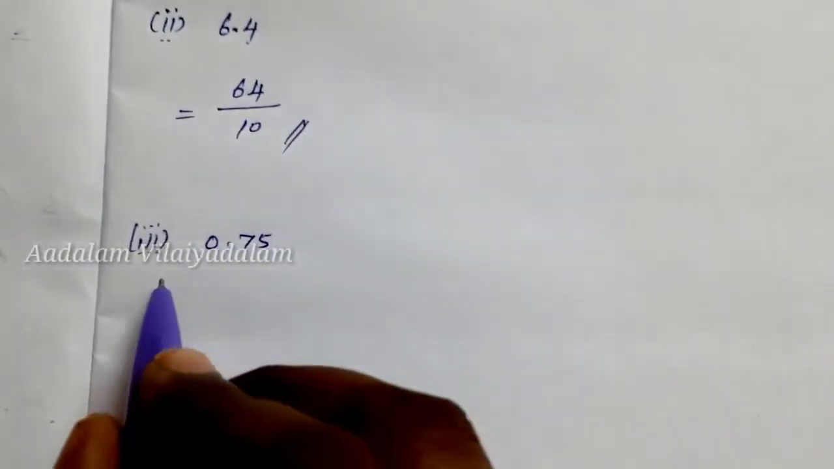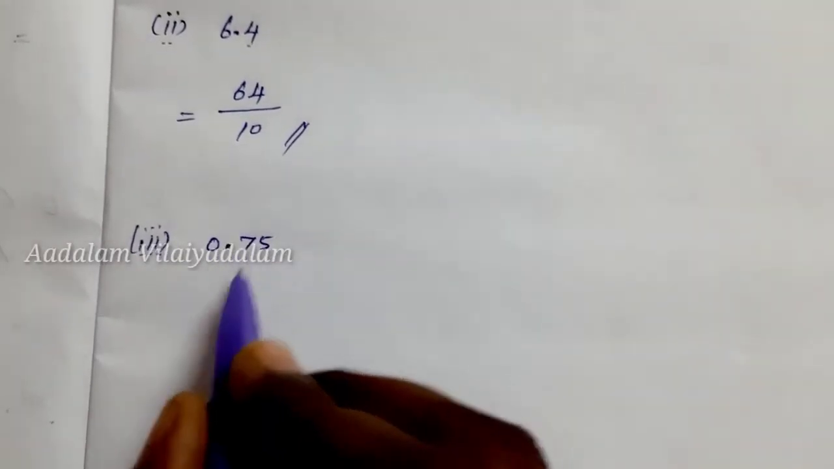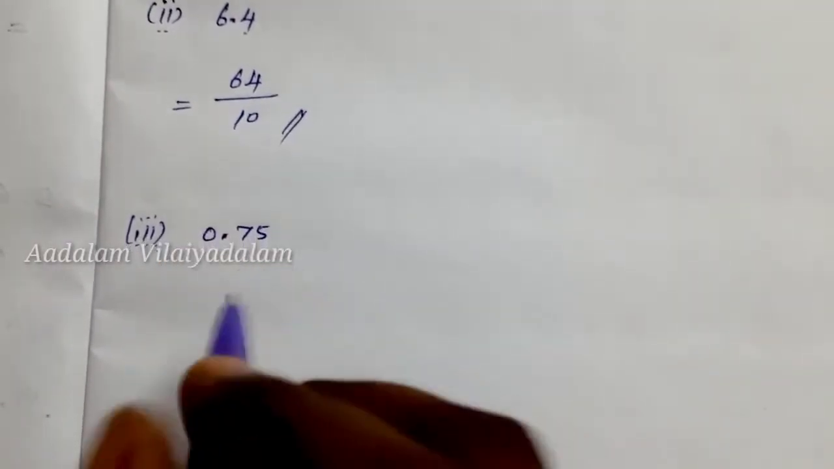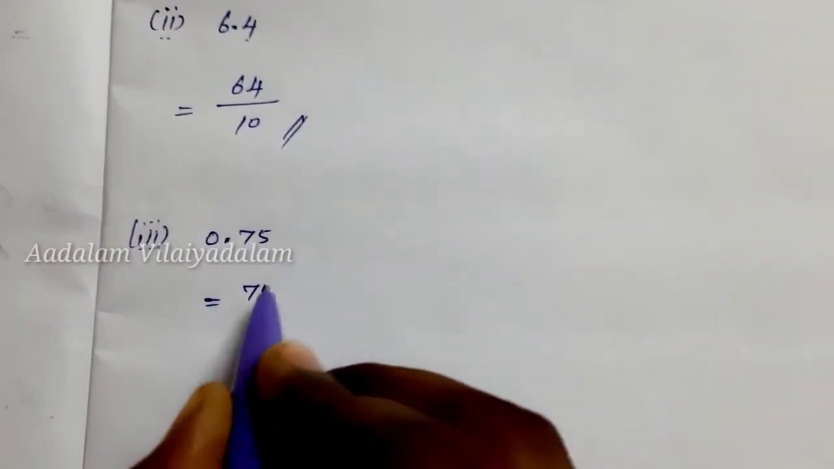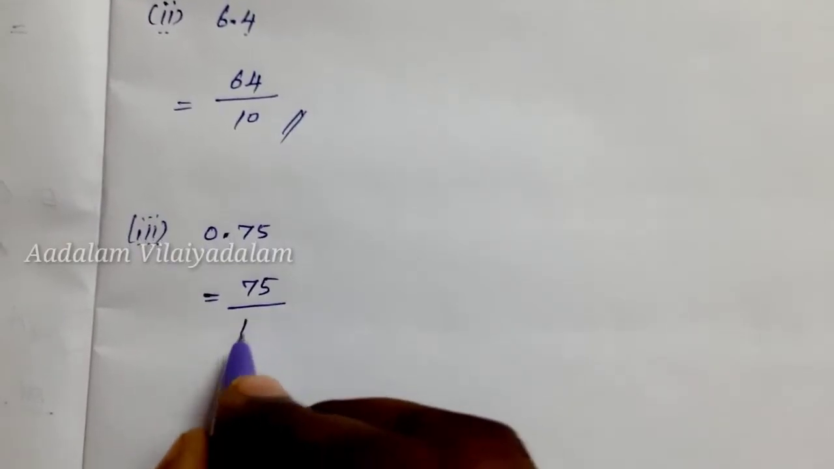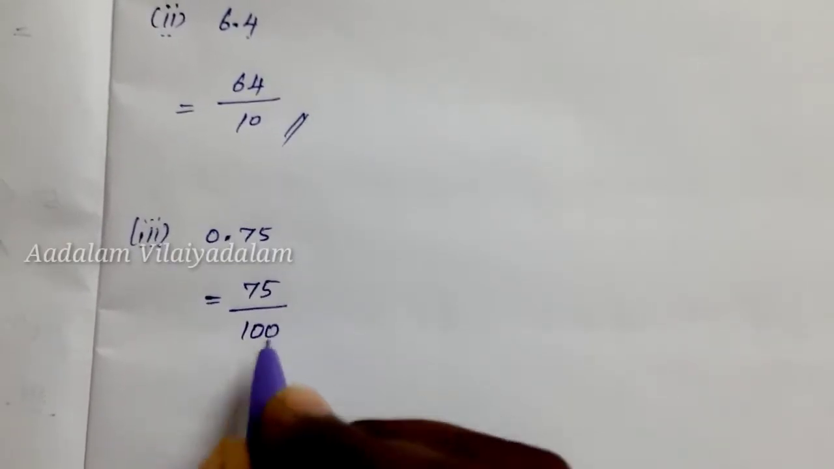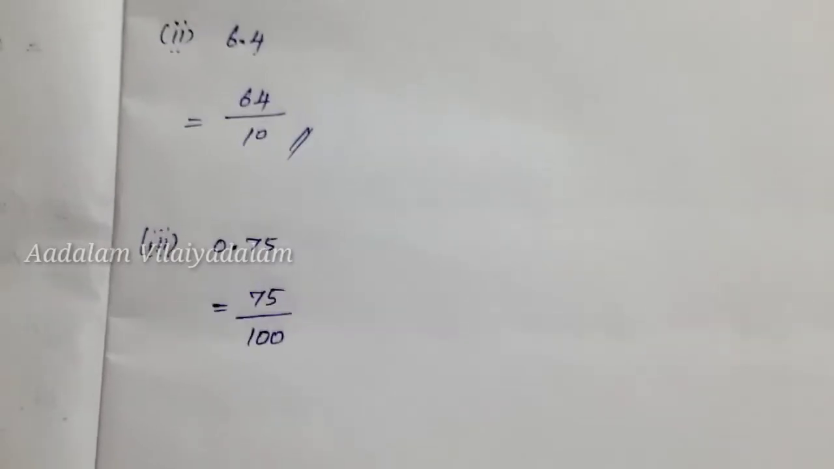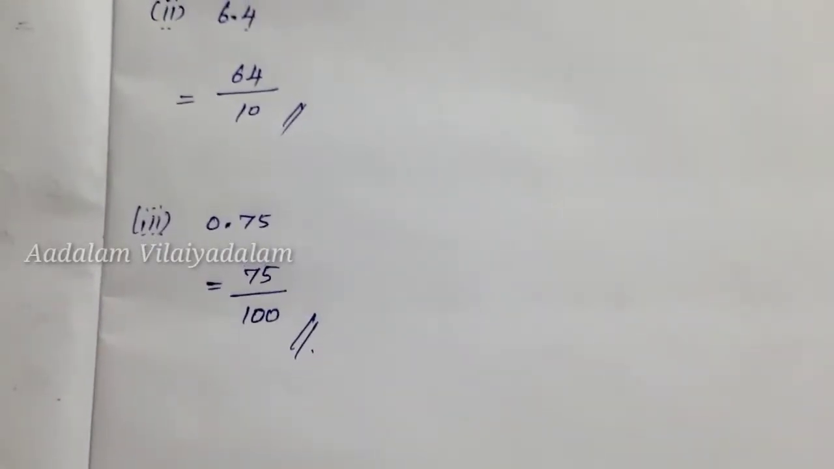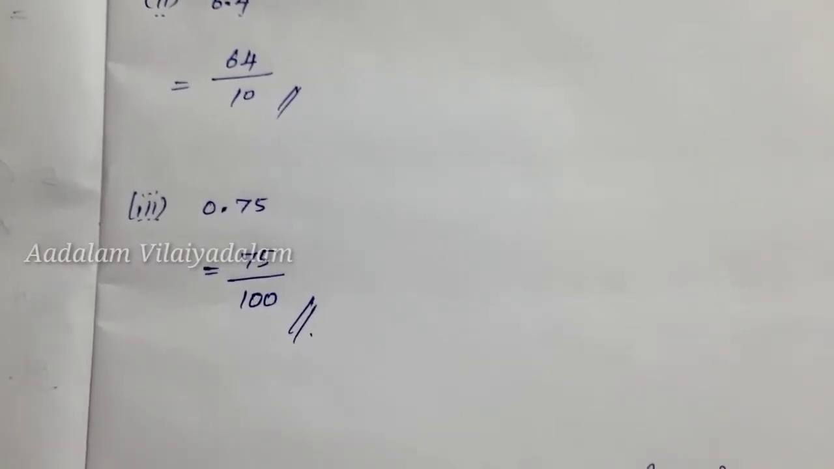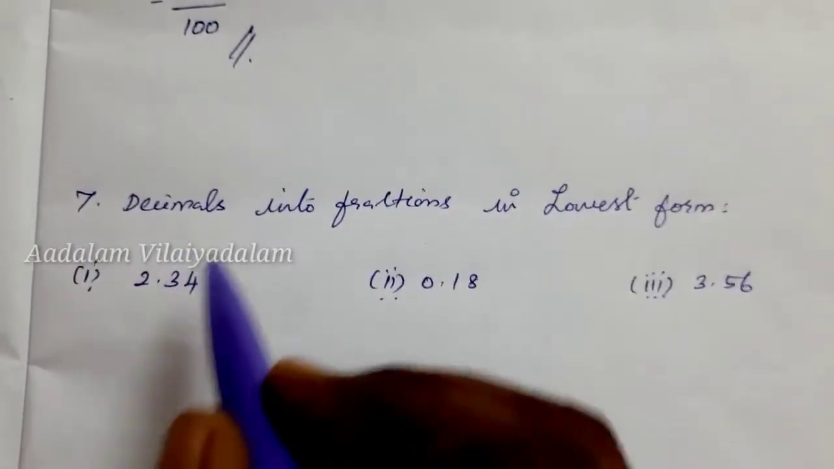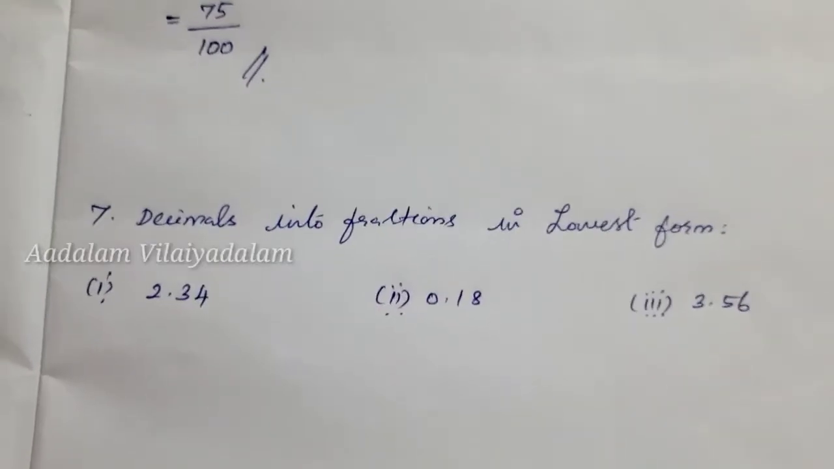Now for the third subdivision, 0.75. After the decimal point there are two digits. So you can write 75 without the decimal point, then add two zeros, which means you put 100 in the denominator. This is the required fraction for the decimal number.